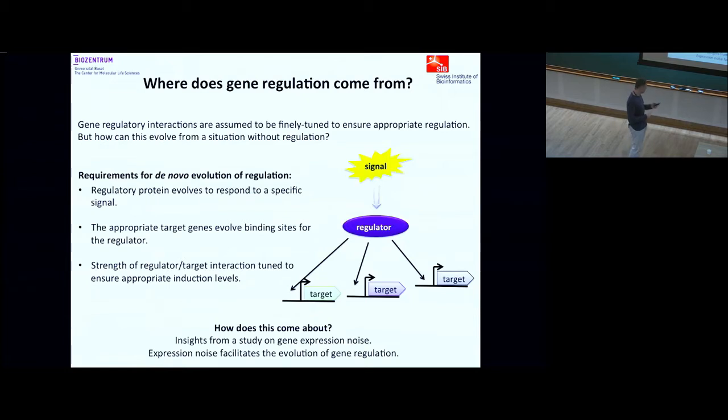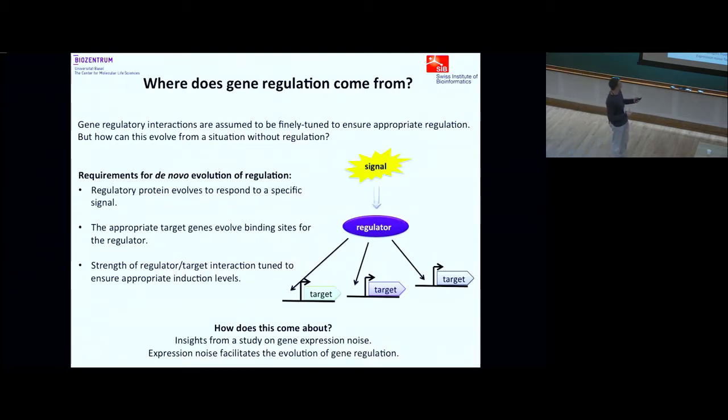And the question I want to focus on here is, how do you get to such a situation, starting from a situation without the regulation? How does evolution go from something that is totally unregulated to having some finely tuned machine? Because if you think about it, there's quite a number of things that would have to happen.